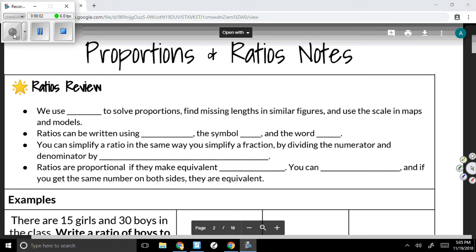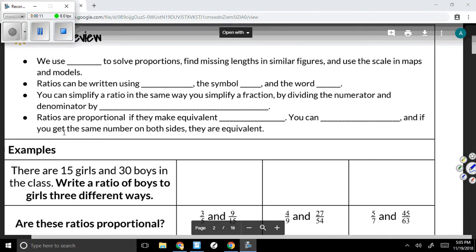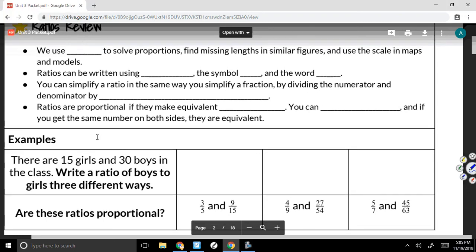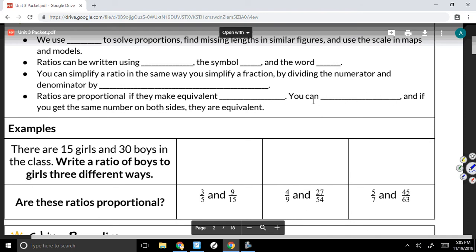Today we're going to be starting our new unit on proportions, and first we're going to do just a little bit of a review on proportions and ratios. So I'm going to scroll down so we can see a lot of this all at once. First we're just going to talk about a ratios review. So let's fill in these blanks here as we talk about it.